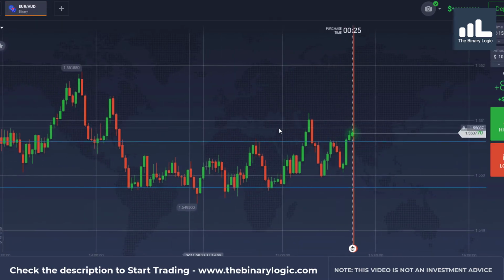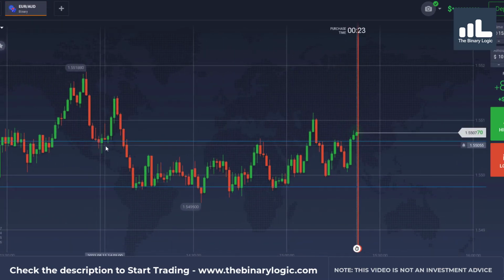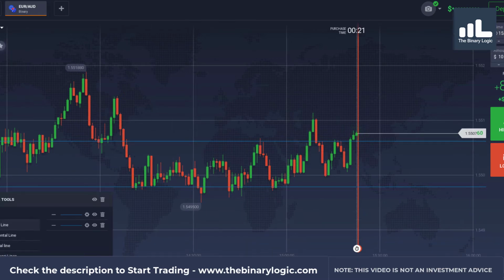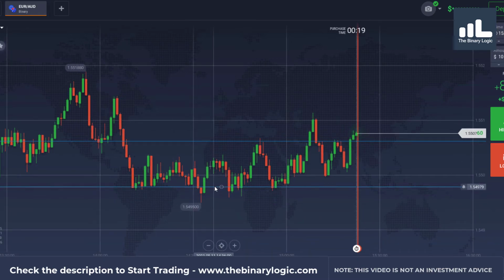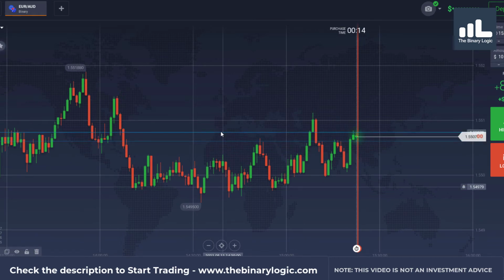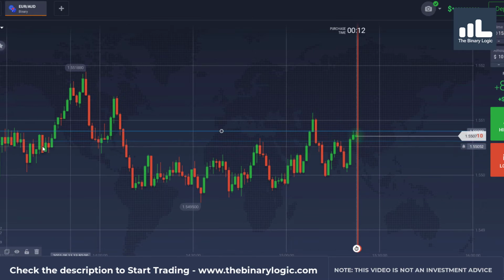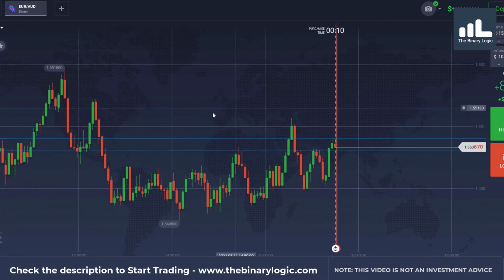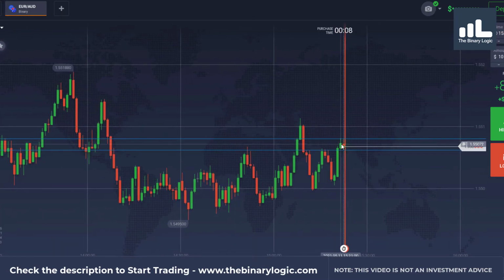I will not place a trade now because this is a sideways zone. If I draw the line, you will see this is a sideways zone, right? So I will not place the trade here. The market can do a little bit of consolidation here.